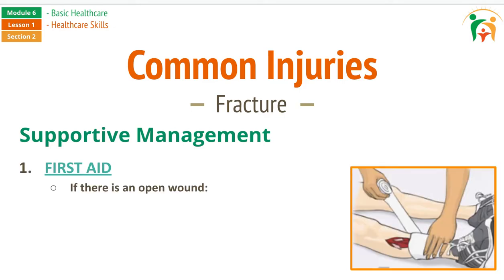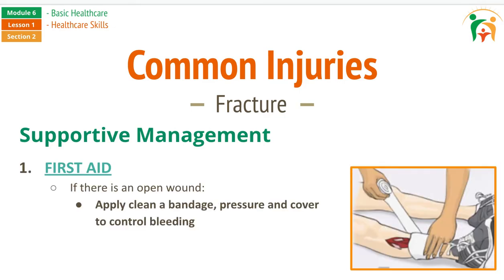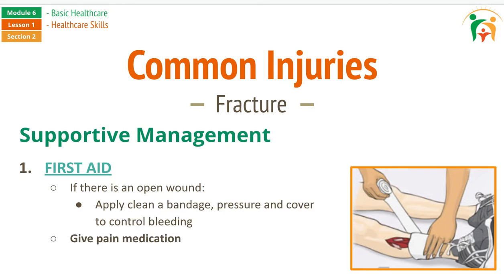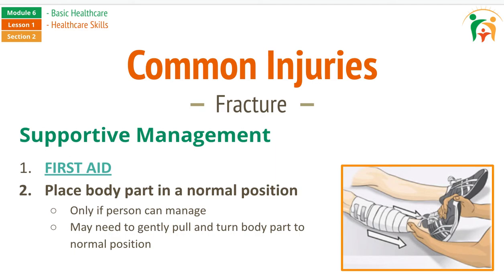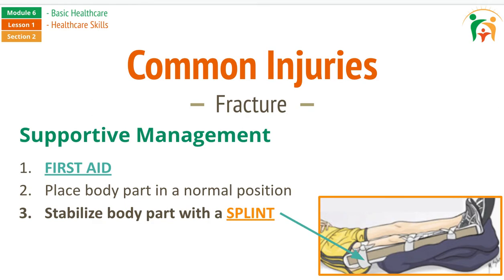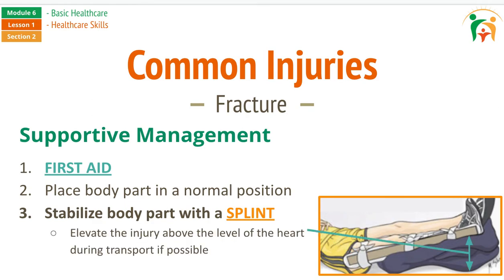Supportive management of fracture, first aid. If there is an open wound, apply a clean bandage, pressure, and cover to control bleeding. Give pain medication. Place the body part in its normal position. If only a trained person can manage, they may need to gently pull and turn the body part to its normal position. Stabilize the body part with a splint. Elevate the injury above the level of the heart during transport if possible.